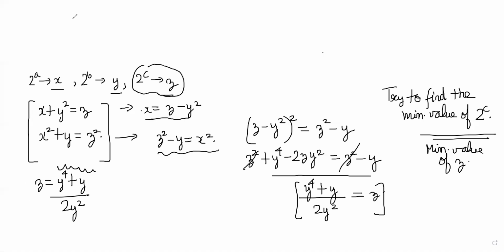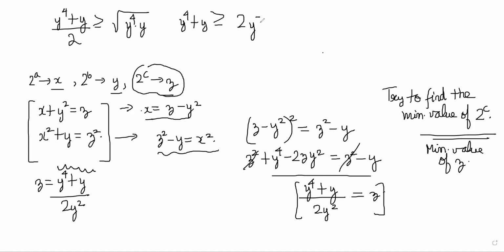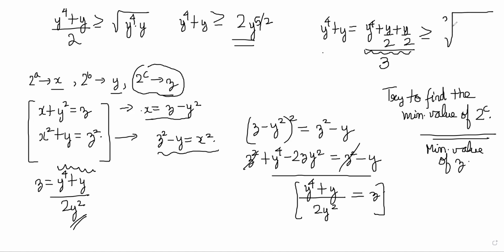So suppose I apply AM-GM directly to these terms. I'll get this greater than or equal to the square root of Y^4 times Y. So that is not helping us. We are getting Y^4 plus Y is greater than or equal to twice Y^(5/2). That doesn't help us because that doesn't cancel the Y squared in the denominator. So in order to cancel the Y squared, you can write Y^4 plus Y as Y^4 plus Y/2 plus Y/2 and apply AM-GM on these three terms. So you can say this divided by 3 should be greater than or equal to the cube root of Y^4 into Y/2 into Y/2.